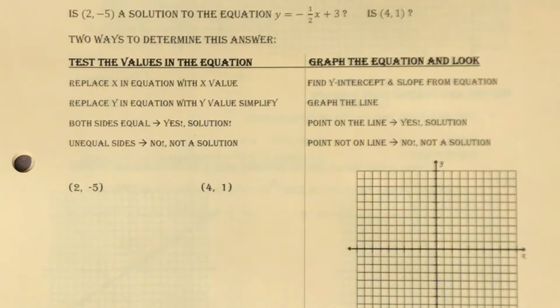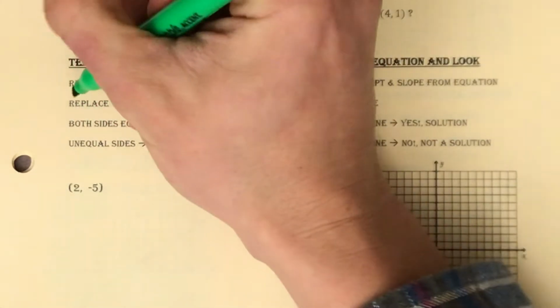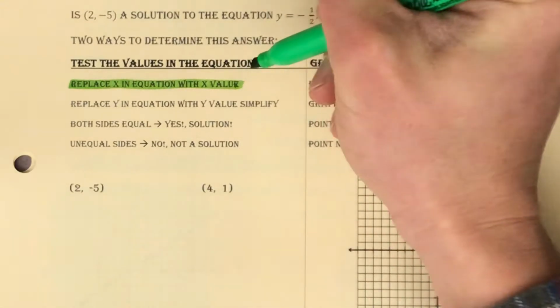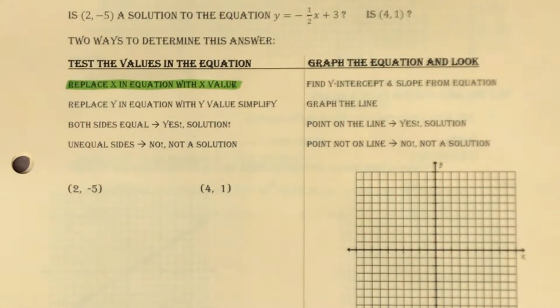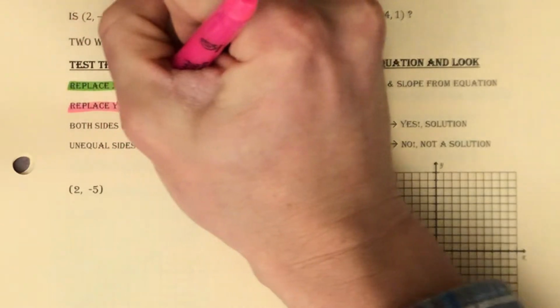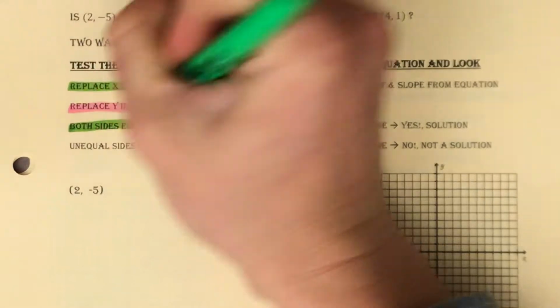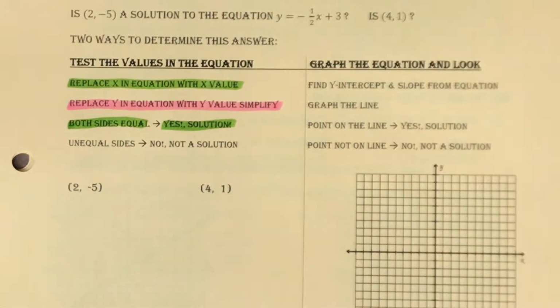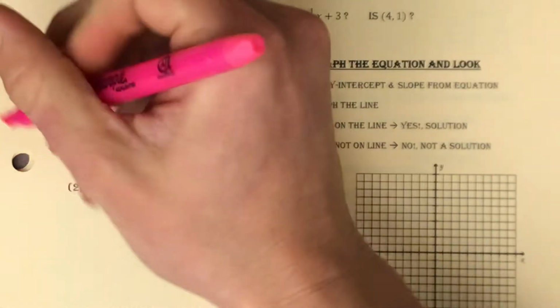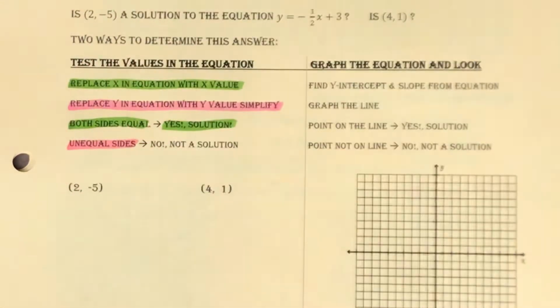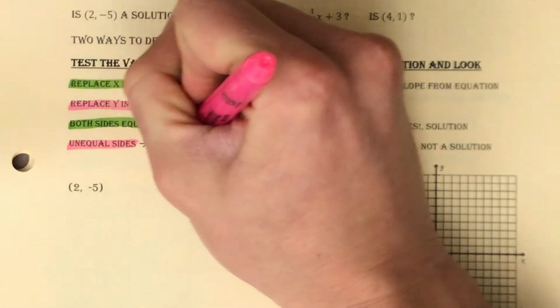As it says in your notes, you're going to replace the x in the equation with the x value, then replace the y in the equation with the y value, and then simplify after we've got both numbers in. What we need to recognize is if both sides are equal, then it is a solution. We should end up with two numbers, one on each side of the equal sign, and they should be equal to each other if it is a solution. If the two numbers are not equal, then no, it's not a solution.